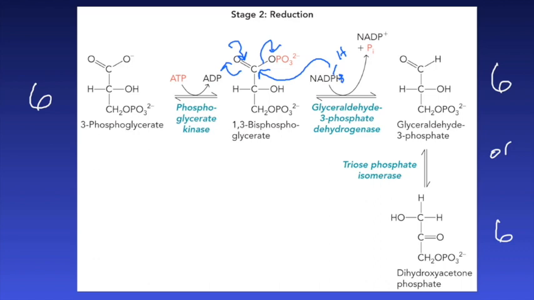Going from glyceraldehyde 3-phosphate to dihydroxyacetone phosphate? Yes, in what pathway? Glycolysis is half right. The other one would be gluconeogenesis. Okay, and so those can be in equilibrium, and they are in equilibrium.